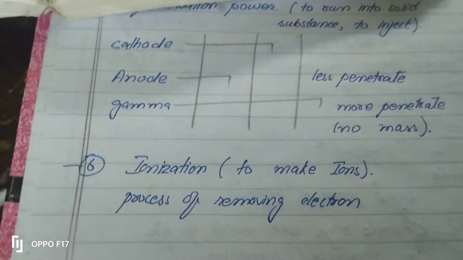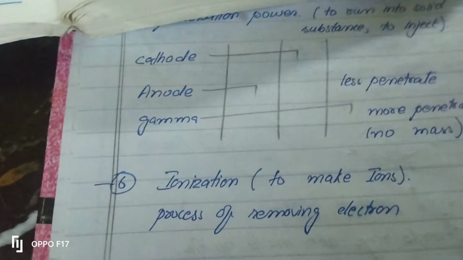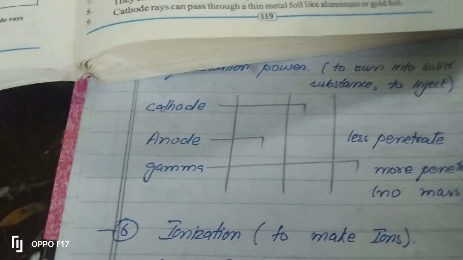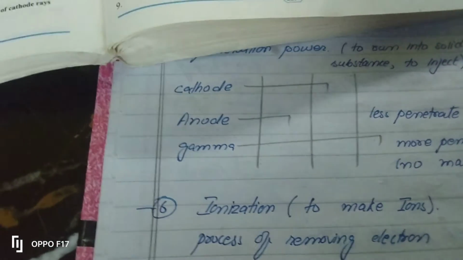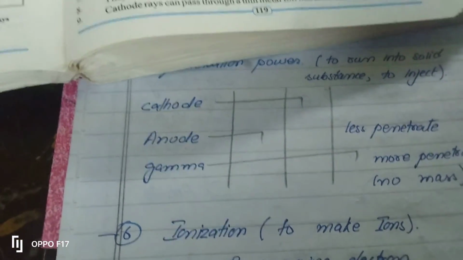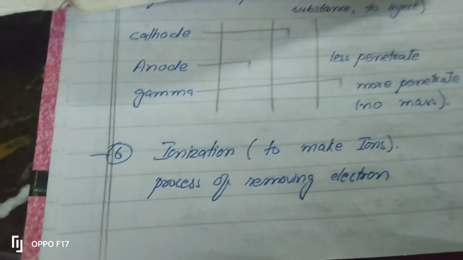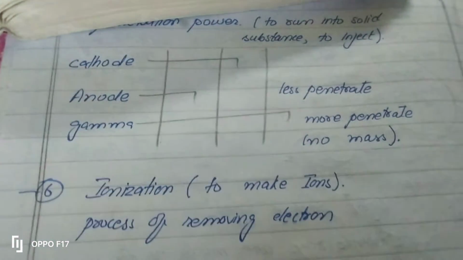So now here we look at ionization. What is ionization? Ionization is just a process to make ions, to form ions in a solution, a gas, whatever. Like these cathode particles and anode particles can easily ionize a gas. In simple words, it is just a process of removing an electron.